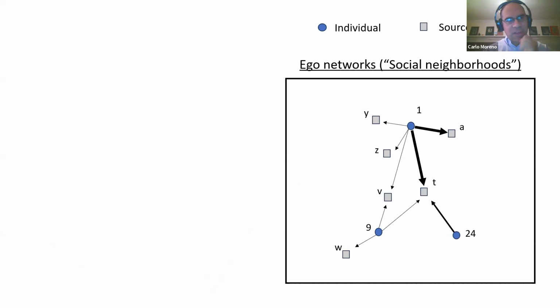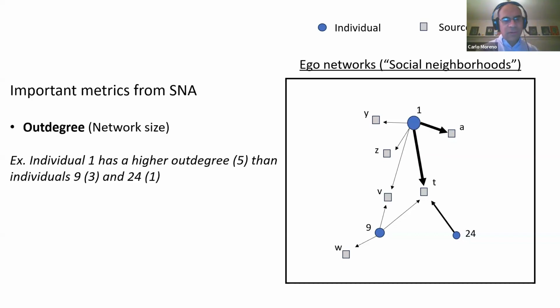When you look at networks at this level, you're essentially looking at what are called ego networks. These are individual networks, and this is a really good way of getting a sense of the social neighborhoods of individuals: within close proximity, who are they getting information from, who are they interacting with. A couple of important metrics can come from looking at network maps at this level. One is called out degree, which is an indication of the network size of an individual. In this example, individual 1 has a greater out degree because they're connected to 1, 2, 3, 4, 5 informants relative to individuals 9 and 24.